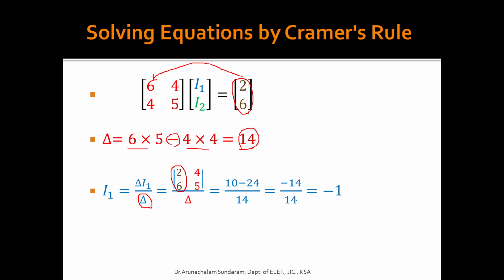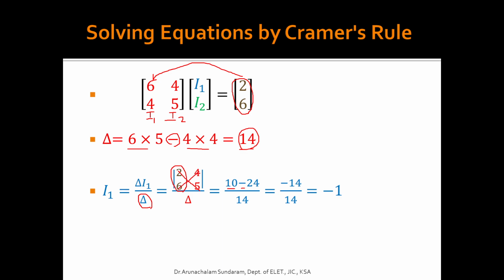So delta I1 means remove. All of you understand, no? This column is for I1, and this column is for I2. Already I taught you in the previous slide. So remove the column corresponding to I1 and replace it with the constants 2 and 6. After that, it's very simple. Find the determinant: 2 into 5, 10, minus 6 into 4, 24.